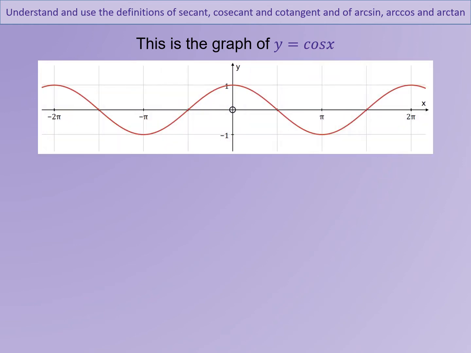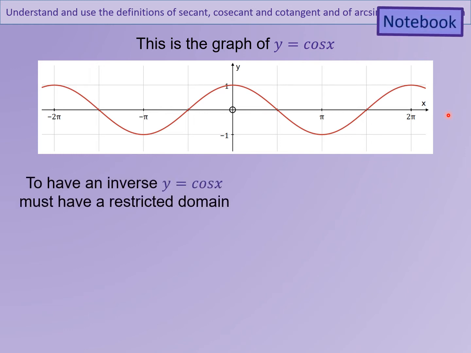Hopefully you got this graph, y equals cos x. 0 got you 1, 90 degrees would have got you 0, 180 degrees, which is pi, would have got you -1, and so on. That should have been enough to be able to plot it. Okay, same idea as before. It doesn't have an inverse because we need to restrict its domain.